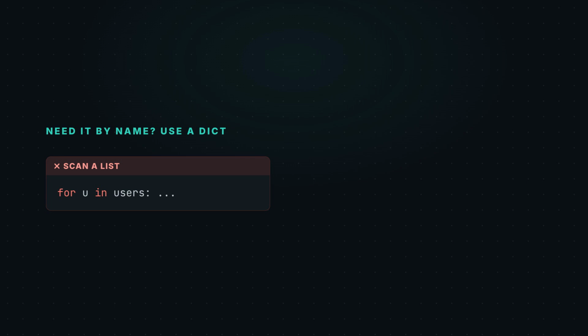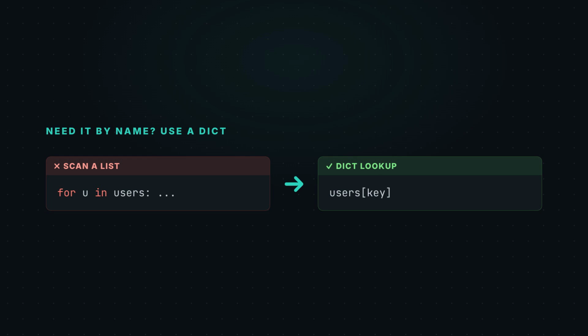Here's the big one. If you need to find something by a name or an ID, don't loop through a list checking every item. Put it in a dictionary and look it up directly. It's instant and it reads beautifully.